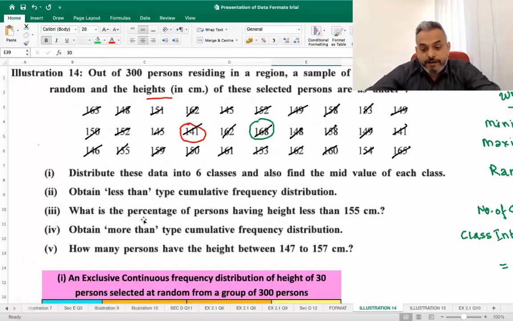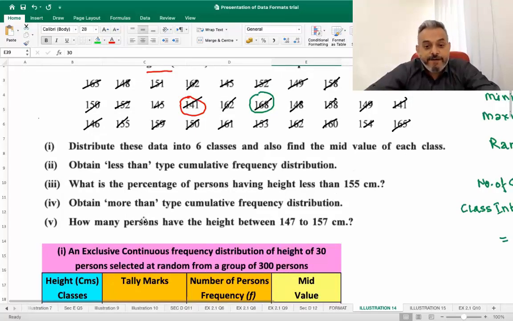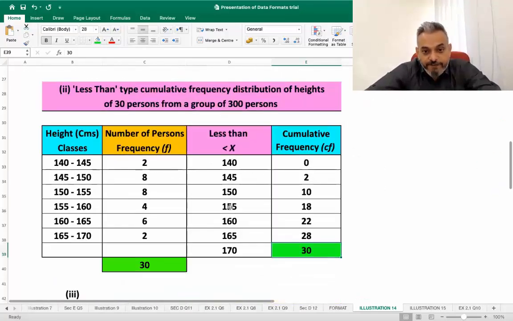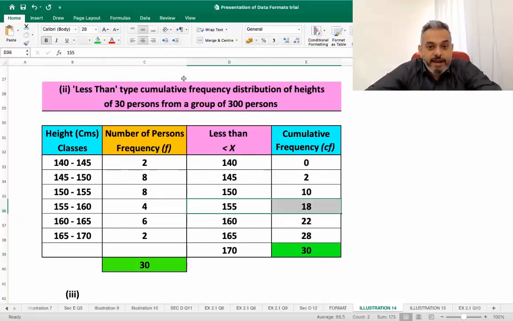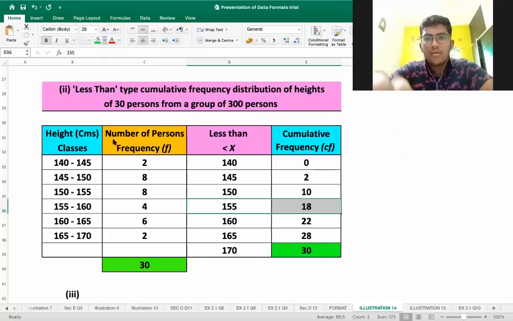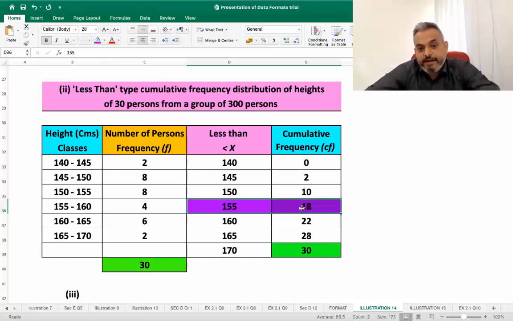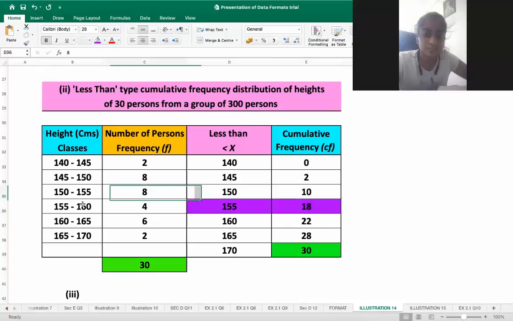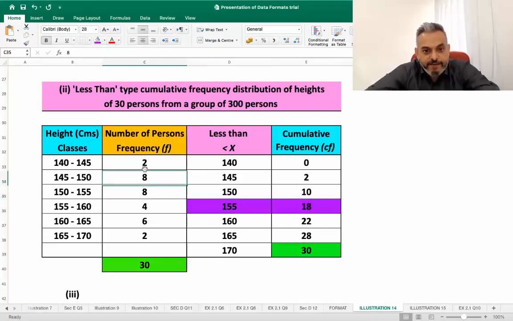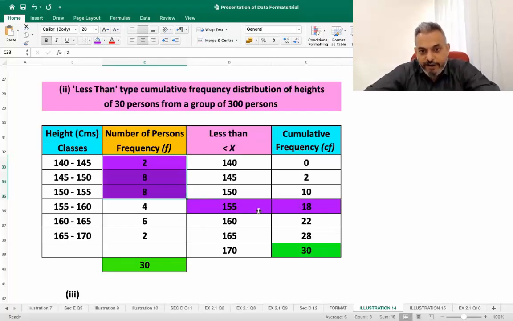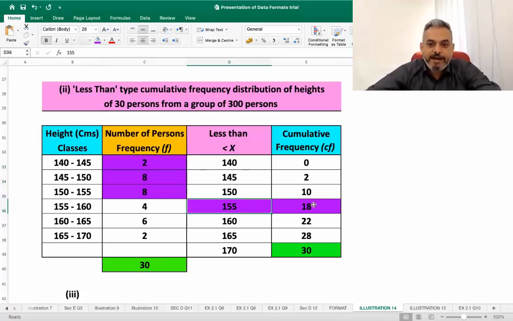What is the percentage of persons having height less than 155 centimeter? So how many people are there less than 155? So the answer is in front of us. 18. Not 8, not 12, 18. Now less than 155. Here also you can count. 8 plus 8, 16, and 2, 18. That you can also do. And when you have the cumulative frequency table, directly less than 155 is directly 18.